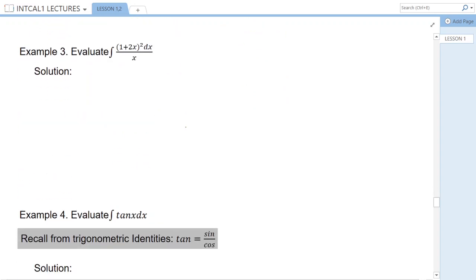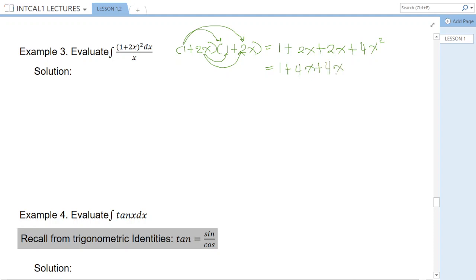For number 3, let us evaluate this one. The integral of 1 plus 2x squared, over x dx. So let us expand first: 1 plus 2x squared. That is 1 times 1, that is 1, plus 1 times 2x, that is 2x, plus 2x times 1, that is 2x, plus 2x times 2x, that is 4x squared. Simplifying that further, that will become 1 plus 4x plus 4x squared.